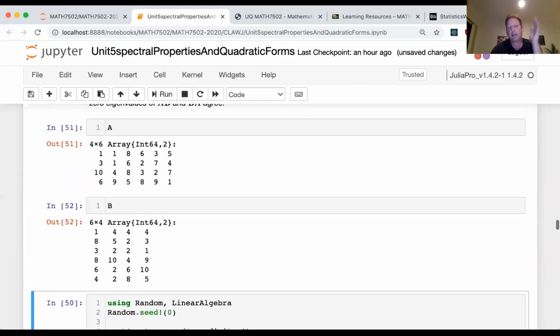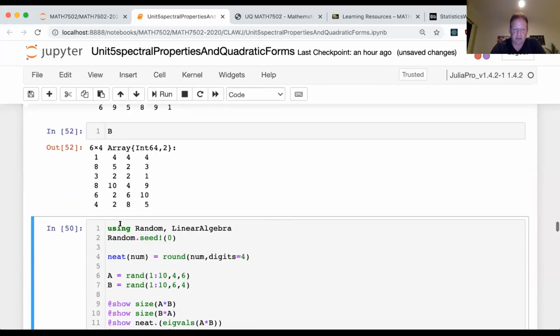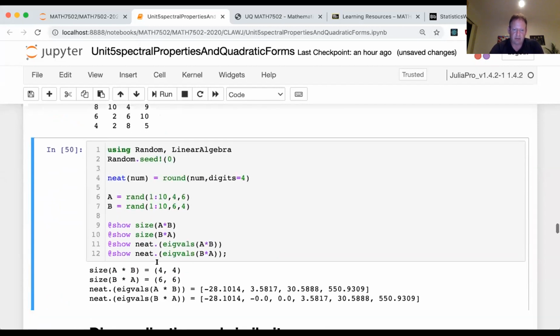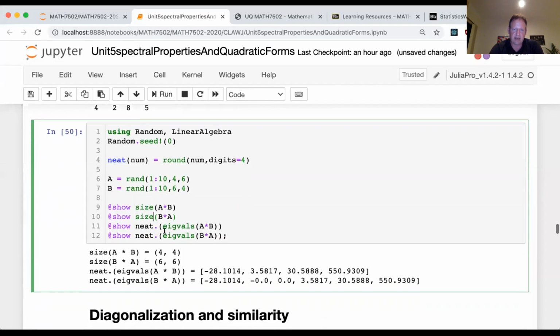Because this is 4 by 6 and this is 6 by 4, you can do AB and you can do BA. You either get a 4 by 4 matrix or a 6 by 6 matrix. And look at the eigenvalues of AB and of BA. So you've got minus 28 appearing here, 3.5 here, 30.55 here, 550 here.